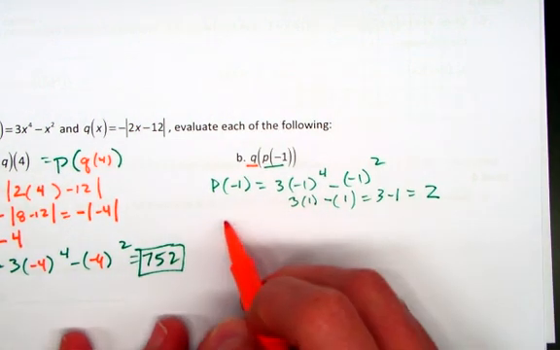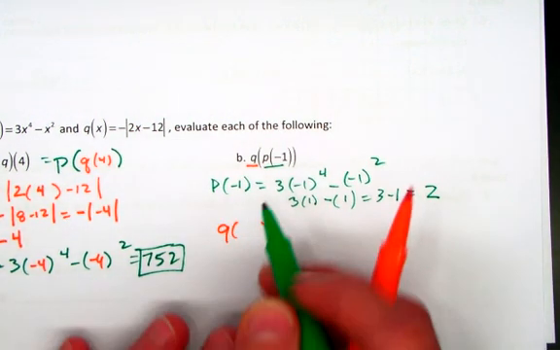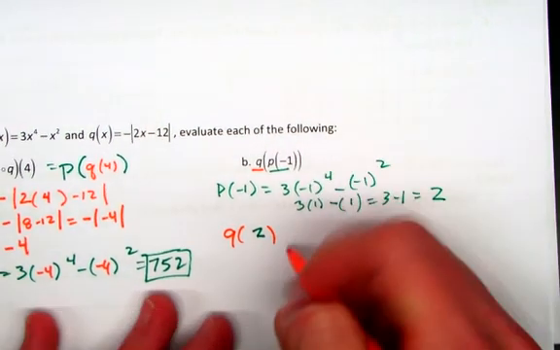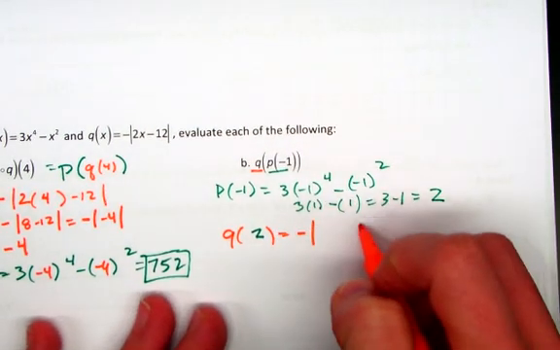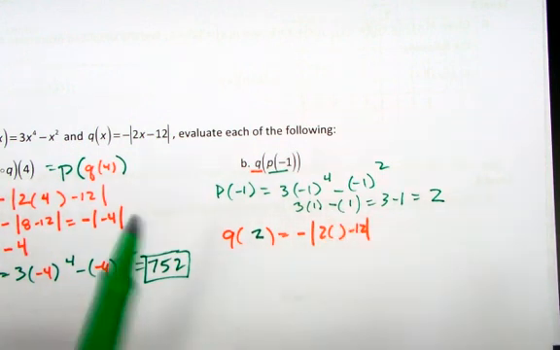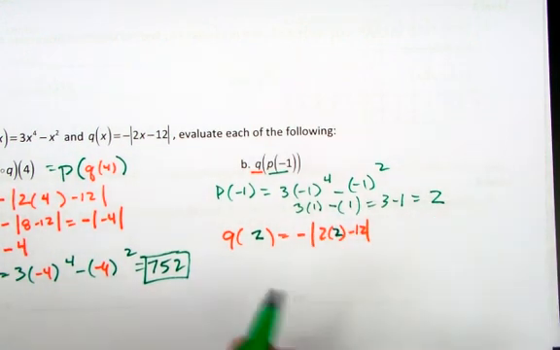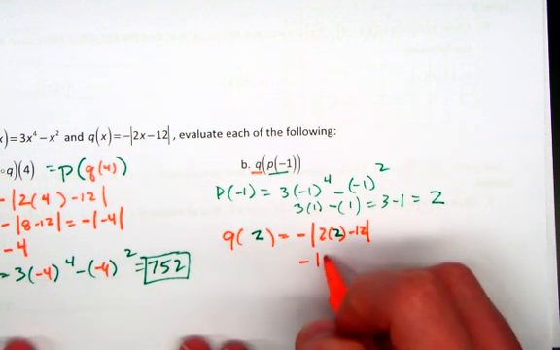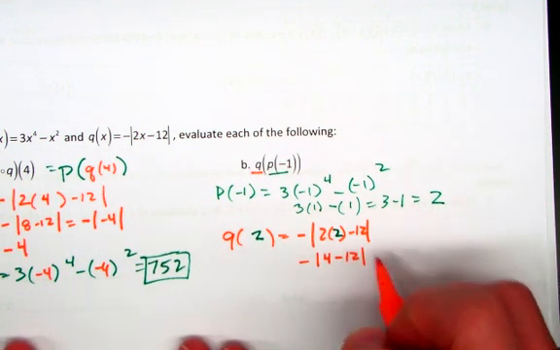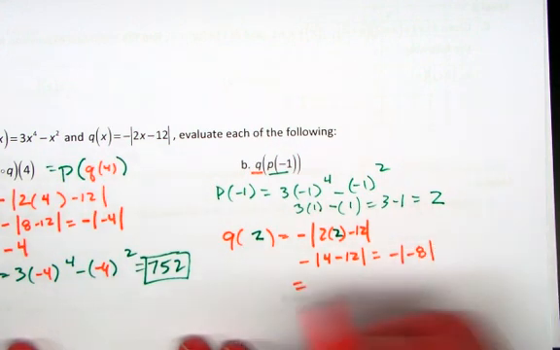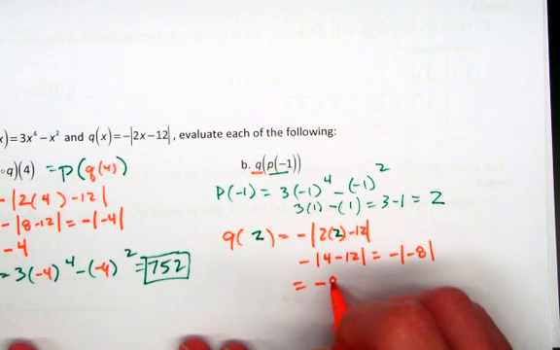Now I want to find Q of P of negative 1, which is Q of 2. I plug in 2 here, and this is the opposite of the absolute value of 2 parentheses minus 12. In the parentheses, I'm plugging in a 2. So this is the opposite of the absolute value of 4 minus 12, which is the opposite of the absolute value of negative 8. Negative 8 is 8 units from 0, so this is the opposite of 8.